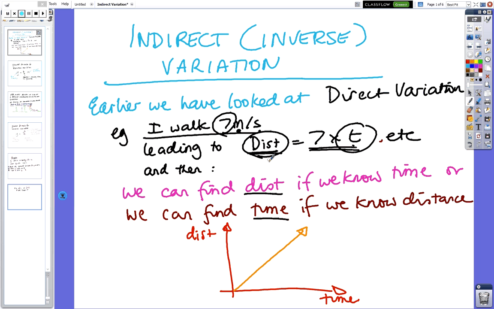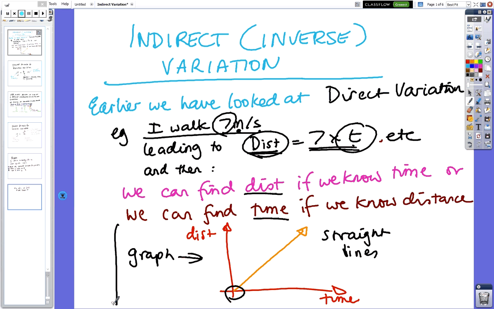So once I've got the formula, I can go back, and this is what the graph of direct variation looks like. It's a straight line, okay? So direct variations are straight lines, and they normally go through the origin because time equals 0. Normally you start from time equals 0 or some variable equals 0. So the formula can be calculated, and the graph is a straight line.